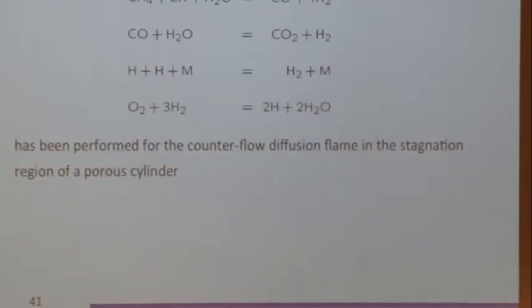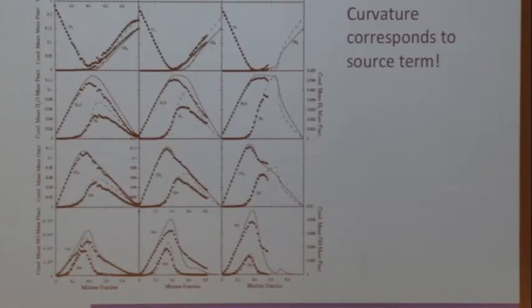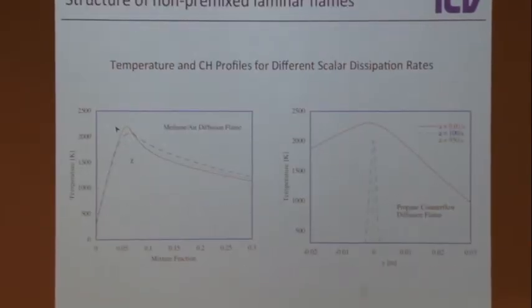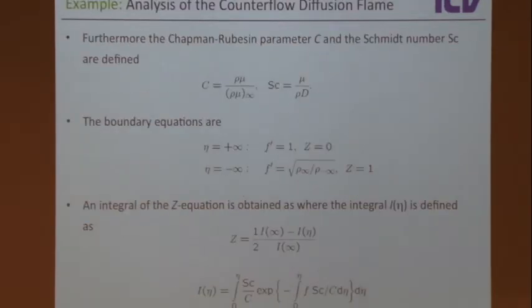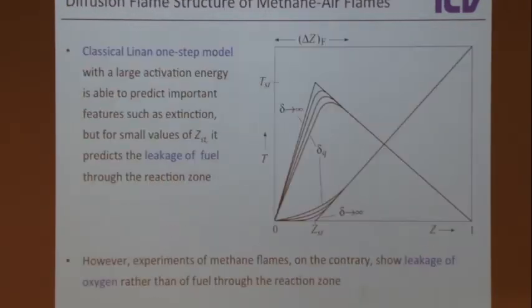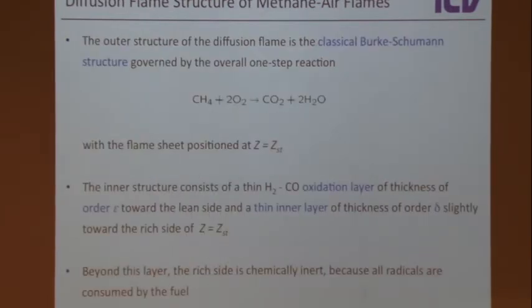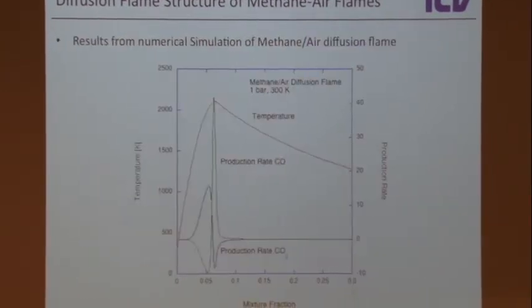So let's see if we see this in the detailed chemistry simulation also. Yeah, here, for example, you see it also. You have some curvature here on the lean side, which is this conversion here. Well, it's hard to see, but you typically see some curvature here, which is just the signature of the heat release there. Okay, so this is what I just said.